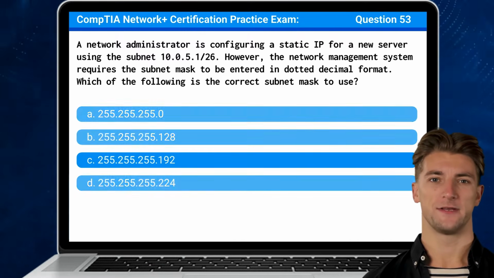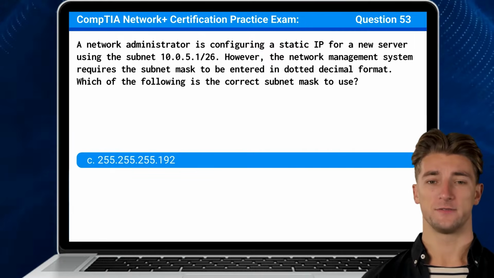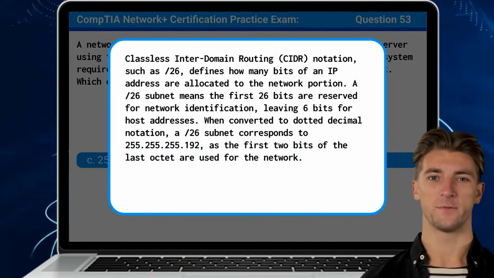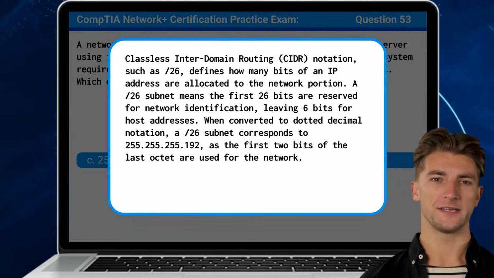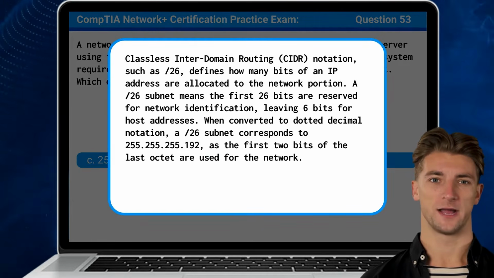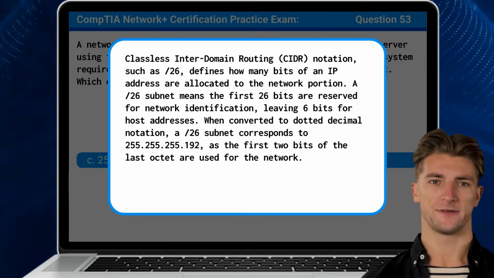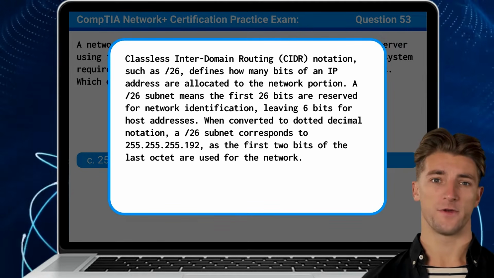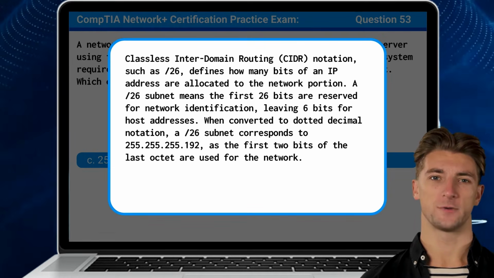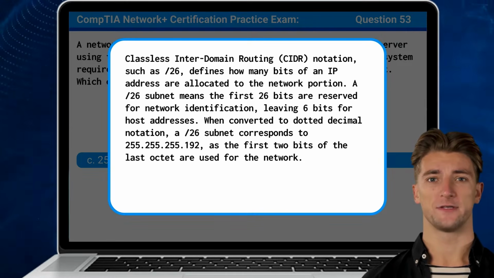The answer is C. 255.255.255.192. Classless interdomain routing, or CIDR notation, such as /26, defines how many bits of an IP address are allocated to the network portion. A /26 subnet means the first 26 bits are reserved for network identification, leaving 6 bits for host addresses. When converted to dotted decimal notation, a /26 subnet corresponds to 255.255.255.192 as the first 2 bits of the last octet are used for the network.